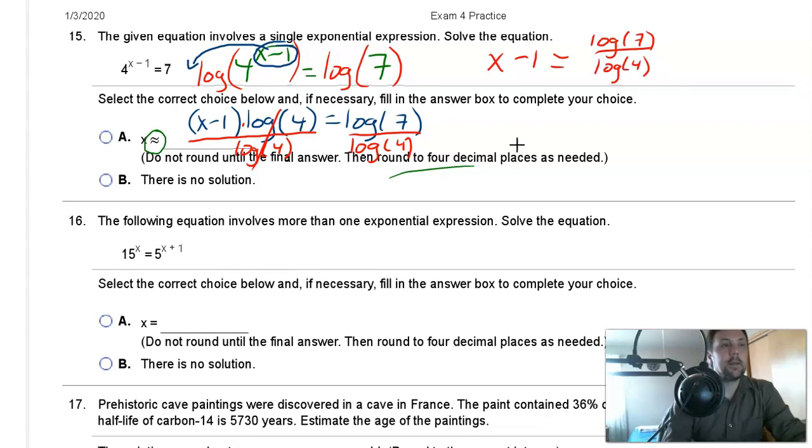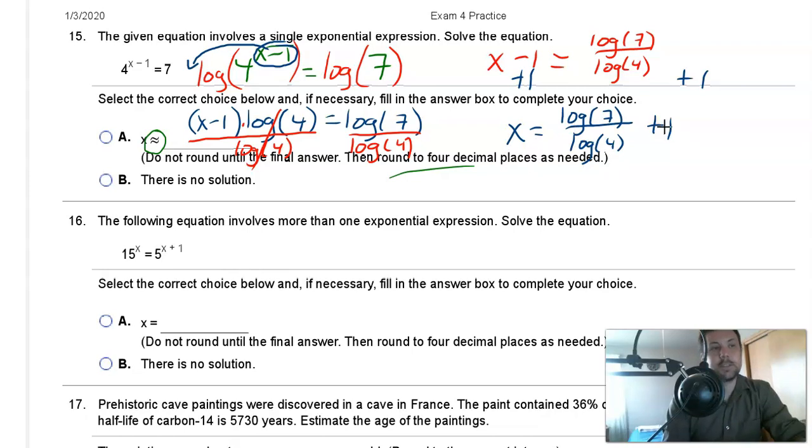Right, and then I can finish solving for x by adding 1 to the other side. And so I'll get x equals log base 10 of 7 over log base 10 of 4 plus 1. This is still an exact solution. And I recommend waiting until you get to the very end and you've solved it for x before you get the approximate solution. So I kept it exact as long as I could.